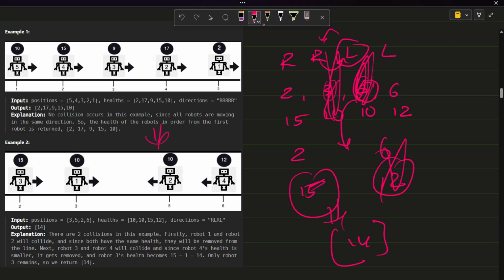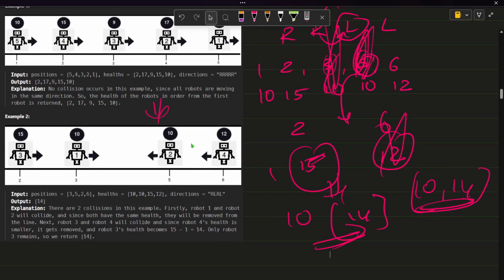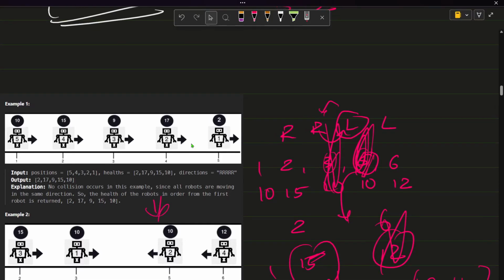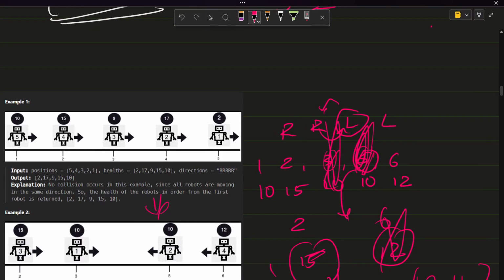Now what if suppose 1 and 10 was given here? So at the end of the day, here also 10 will be there in the answer. So final answer will be 10 comma 14, because we have to give it in the same position. So is there any observation by you that as soon as we are encountering the left one, we will compare it with every robot having the right one?